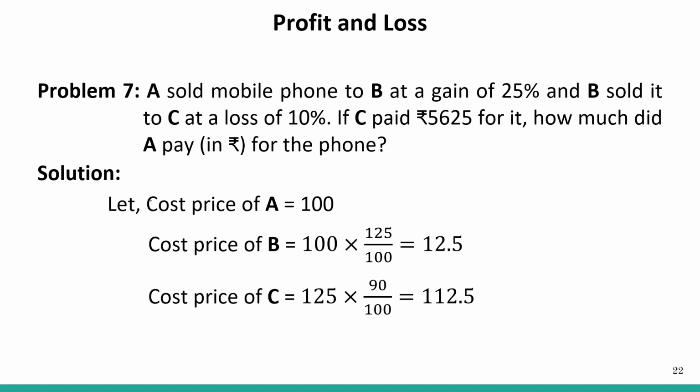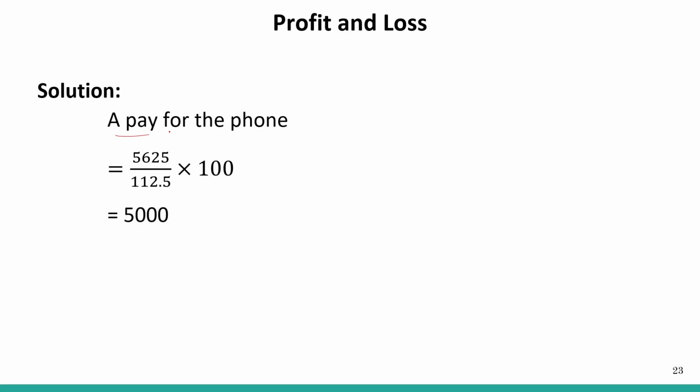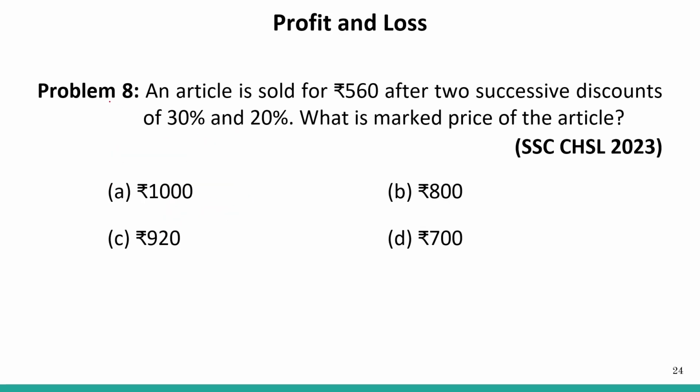Okay. So let the cost price of A be 100 rupees. So the cost price of B will be what? 100 into 125 by 100. Okay. Because B bought at a gain of 25% as written here. So the final price will be what? 125 rupees. Okay. So the cost price of C will be 125 into 90 by 100. Right. Because it was sold at a loss of 10%. Right. So the price for it became 112.5. So what A paid for the phone is equal to 5625 by 112.5, which is equal to what? 5,000 rupees. Okay, so this is the correct answer. So let's see problem number 8.